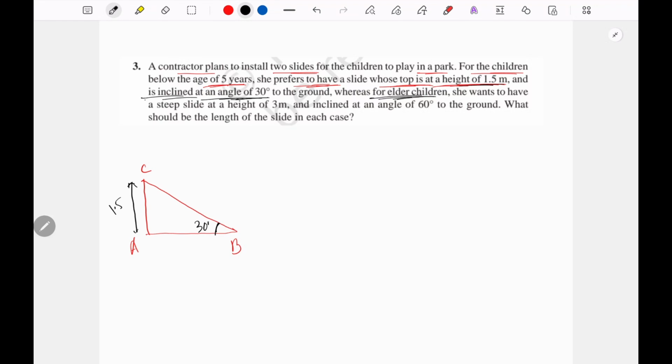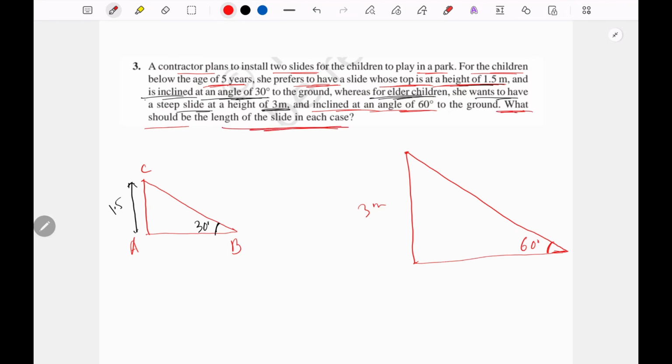Whereas for the elder children, she wants to have a steep slide at a height of 3 meter. So this is 3 meter height, and the inclined angle is 60 degree. The first one is 30 degree and this second one is 60 degree. It is asked what should be the length of the slide in each case.